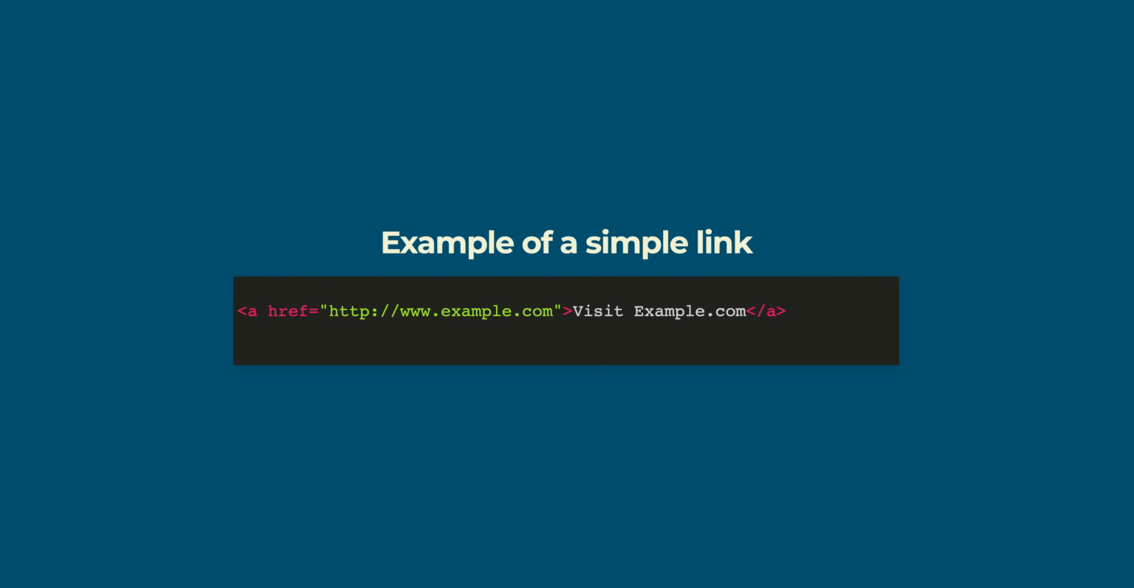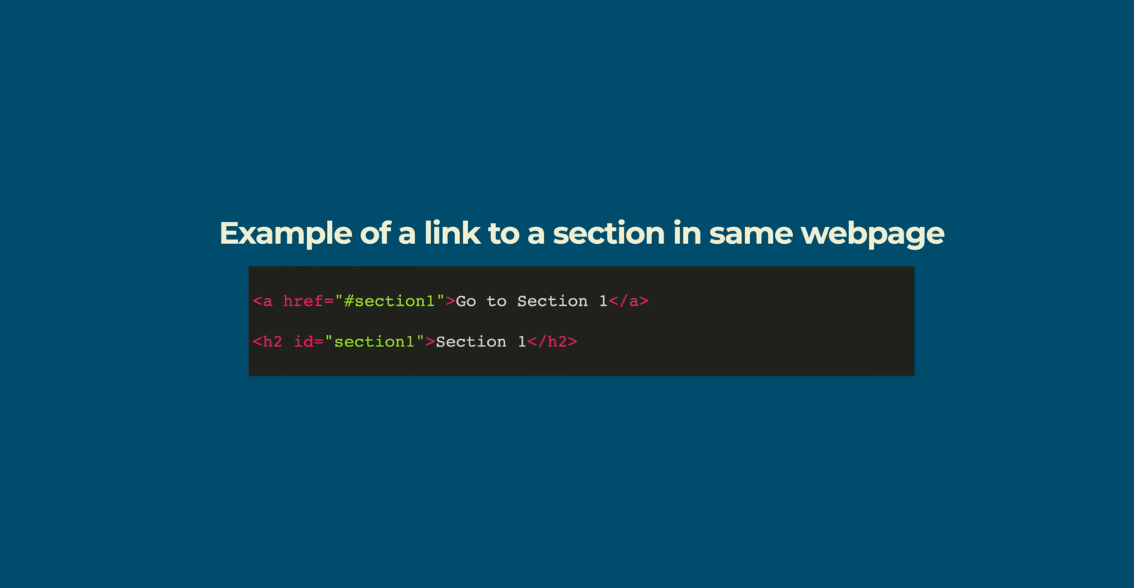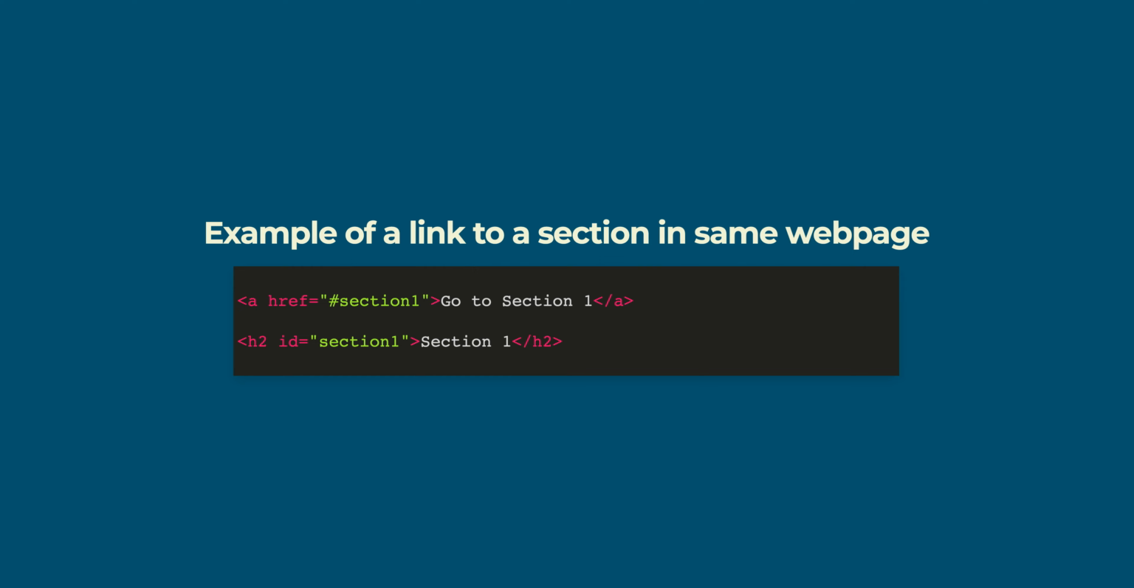user to the example.com website. You can also create links to specific sections of a web page by using the ID attribute and specifying an anchor name in the href attribute. Here is an example. This link, when clicked, will take the user to the section of the page with ID section1.